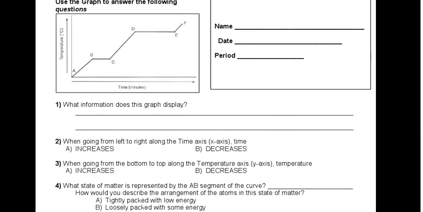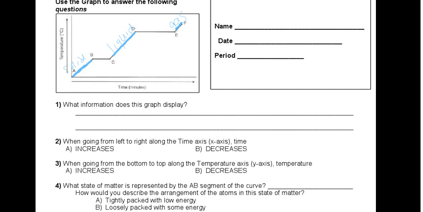So you know that the slanted lines are the states of matter. So go ahead and label it. This is the solid, then you have your liquid, and then the gas.